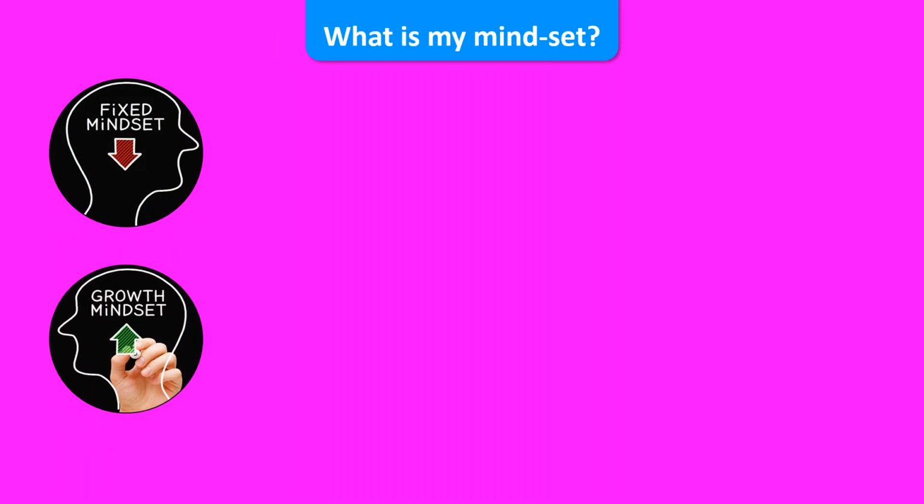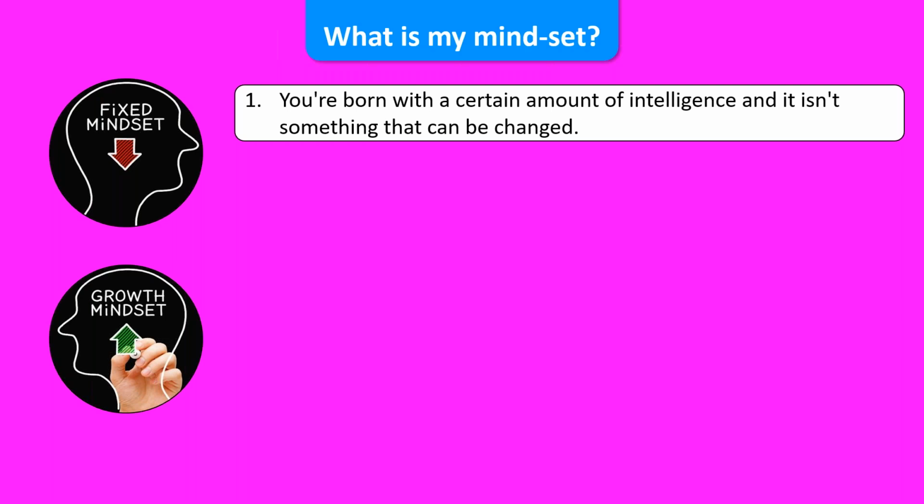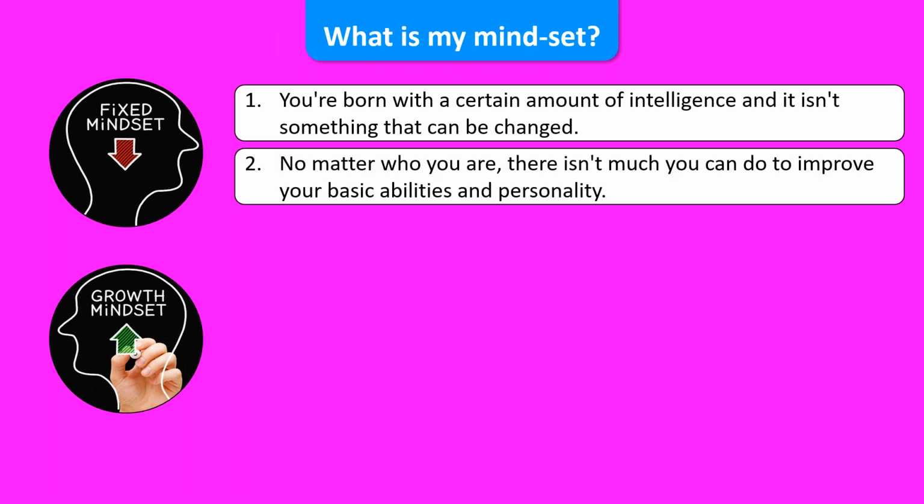So, do you have a fixed or a growth mindset? I don't know what I've said to you so far already, but maybe possibly you might have changed your mind. So, to find out, we're going to start reading a couple of statements, and then we decide which ones we agree with the most. So, let's read them together. The first one: you're born with a certain amount of intelligence, and it isn't something that can be changed. Is that a yes or a no from you? Just make a note of the numbers that you agree on. The second statement: no matter who you are, there isn't much you can do to improve your basic abilities and personality. Yes or no?